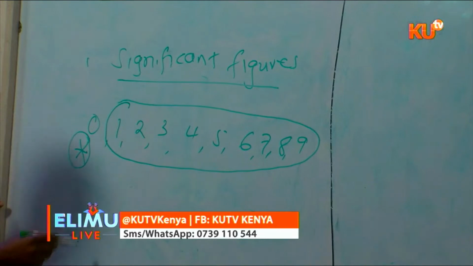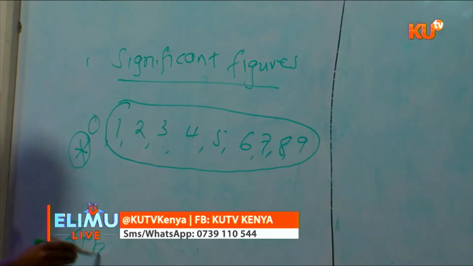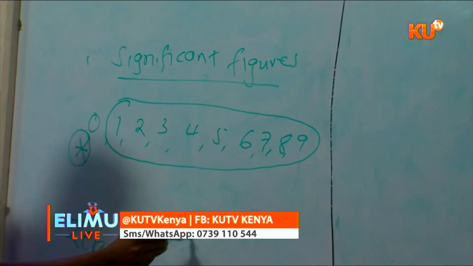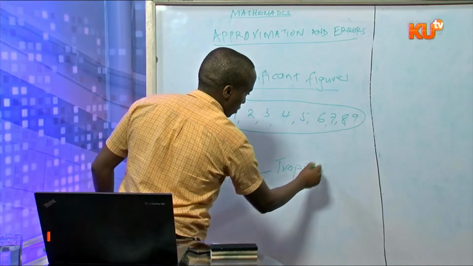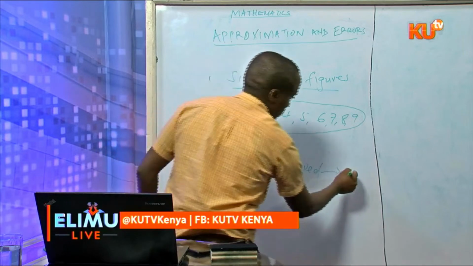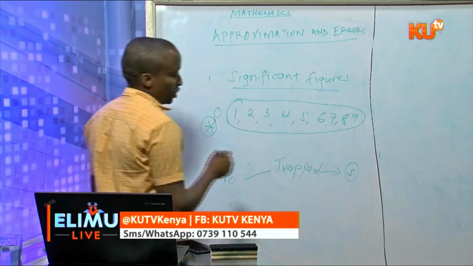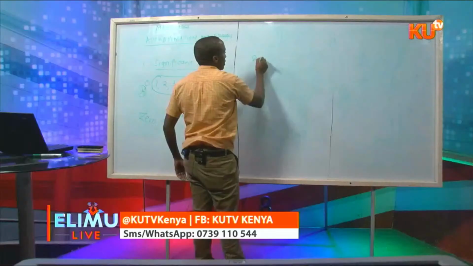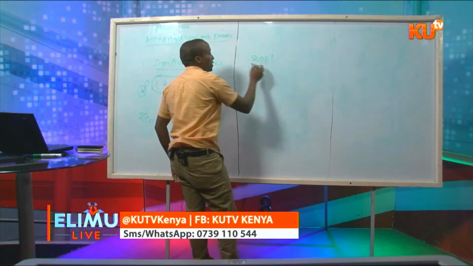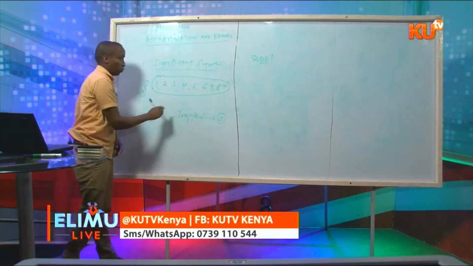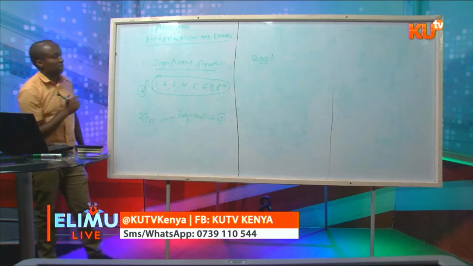So 0. The trapped 0 is always significant. What do I mean by the trapped 0? If I look at any number here, these two zeros are in between two numbers. So those are trapped zeros, and they are significant.